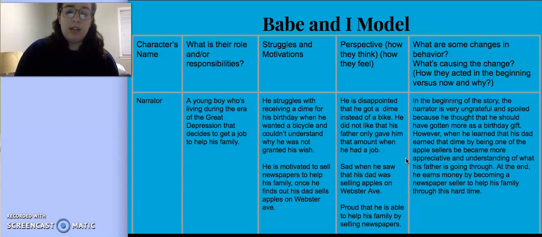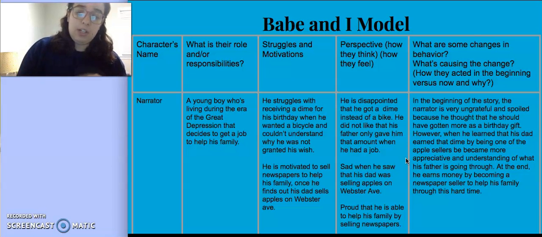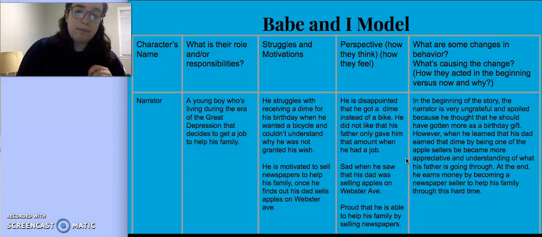And towards the end, he starts to earn money by becoming a newspaper seller to help his family through the hard time. So he went from being ungrateful and upset with his dad and not understanding to really understanding what was going on with his dad, with his family, and also finding that motivation to help them get through the tough times. So our narrator definitely changes even in that short period of time.